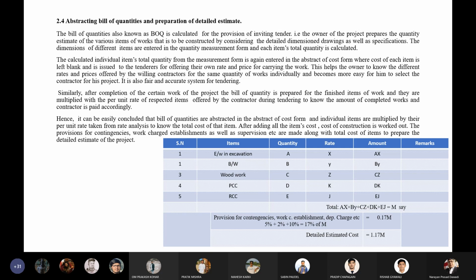Similarly, earthwork in excavation is one type of item like rice. Similarly, brickwork is another type of item like oil. Woodwork is another type of item like sugar, as in the shop where you bought things. That is the bill of quantity, making a bill of various total quantities of items. That is the bill of quantity, which is used in the estimate.